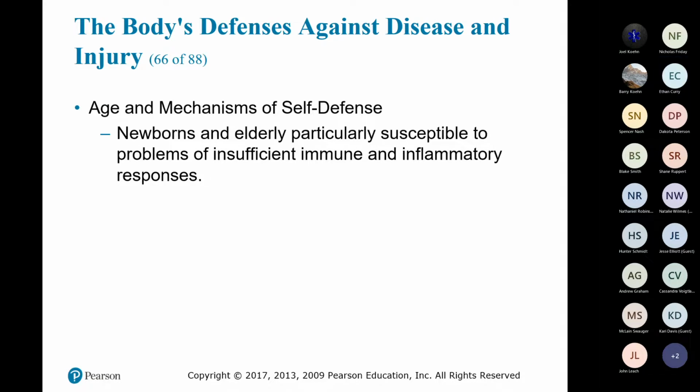All right, age and mechanisms of self-defense. So I kind of said this a little bit earlier, right? Newborns and elderly, two opposite sides of the lifespan, are more susceptible to problems of insufficient immune and inflammatory responses. Infants, it's because they don't have the immune system built up yet, right? They haven't been exposed to a whole lot at that point.